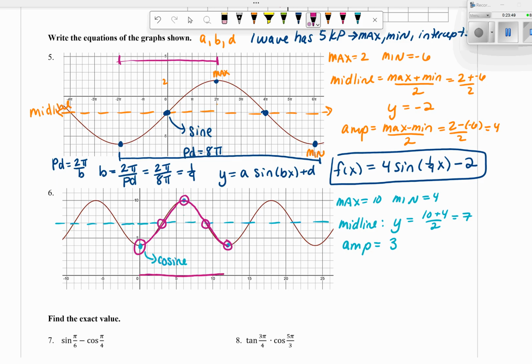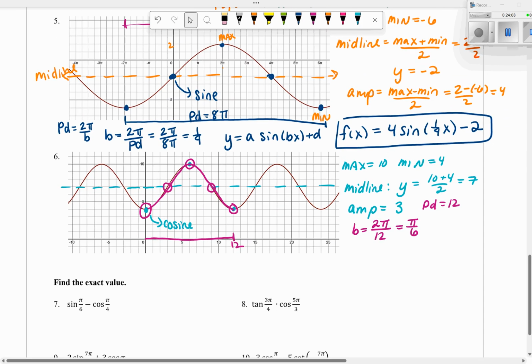So this is going from 0 to here, so that scale on the x-axis is going by ones, so that means this is at 12. So the period is equal to 12. To find the b value, we take 2 pi divided by the period, so 2 pi divided by 12 means our b value is pi over 6.